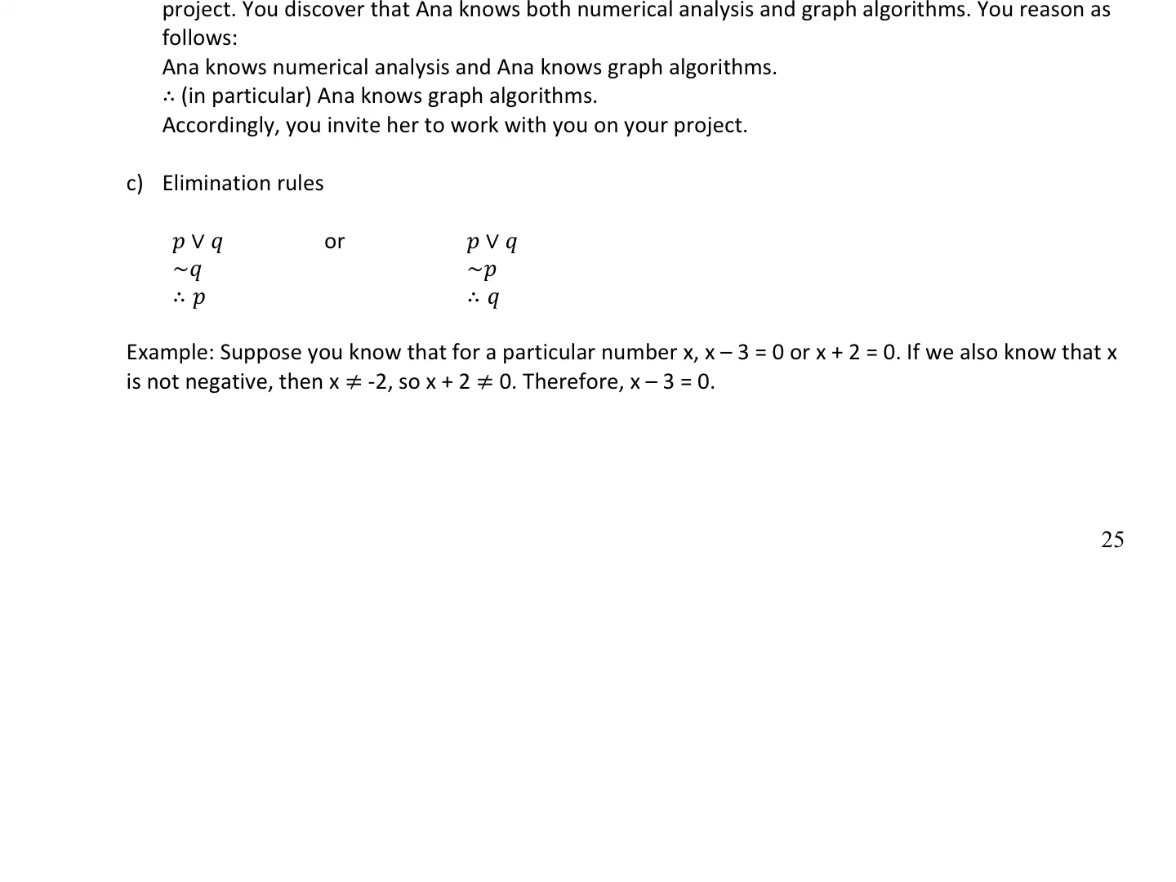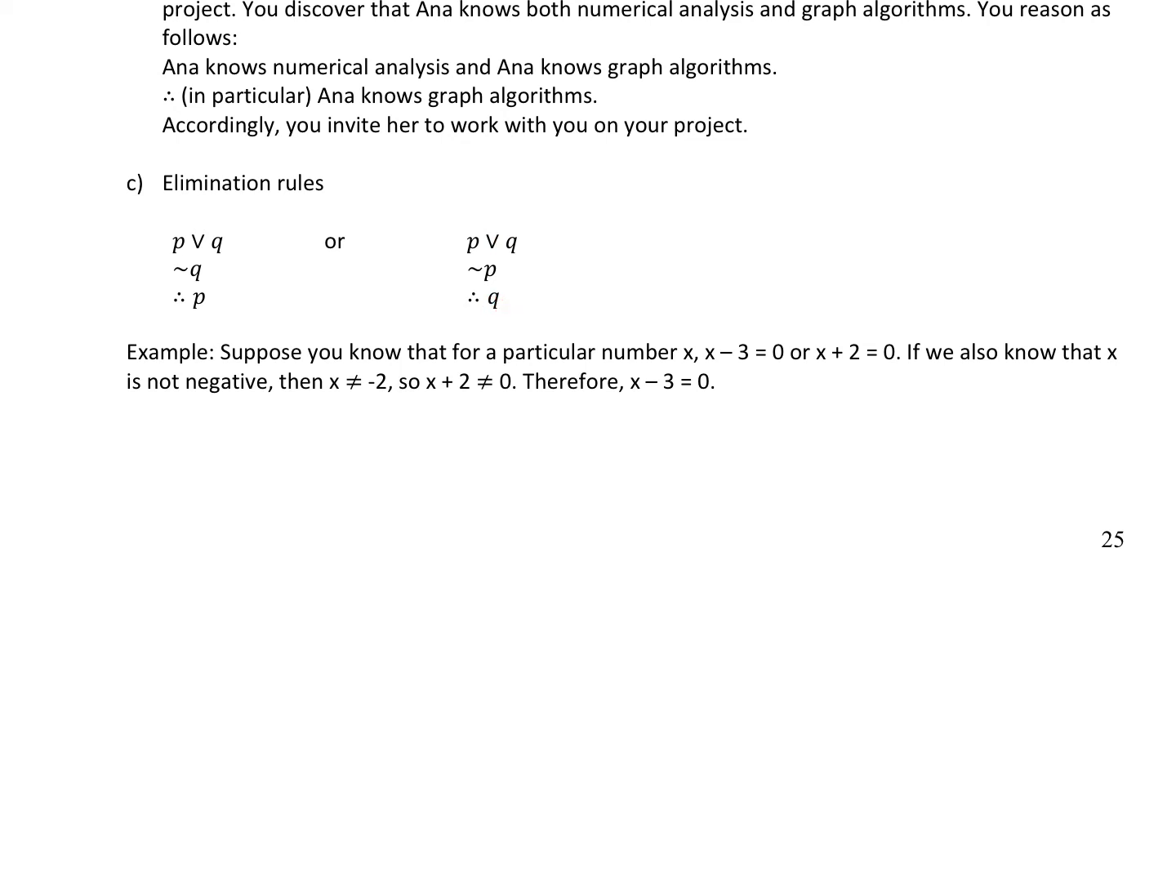Elimination rules. This has an extra step, so I wrote the steps vertically here. P or Q: if you know it is true that P or Q is true, and not Q, therefore P. Or P or Q, not P, therefore Q.